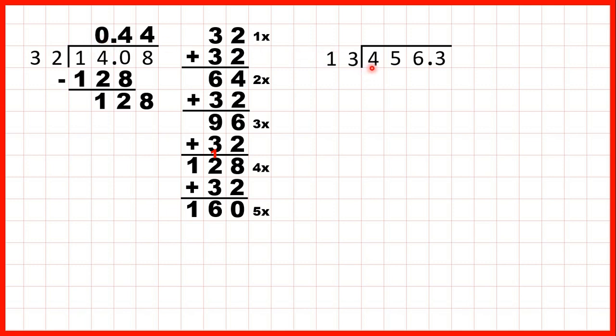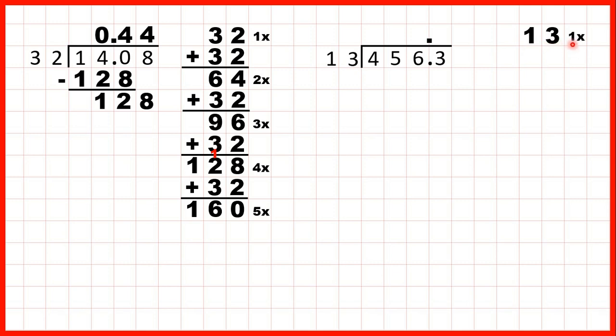So now let's move on to this question. We have 456.3 divided by 13. Again, we can start by copying the decimal point up into our answer, and now we need to work out the 13 times table.